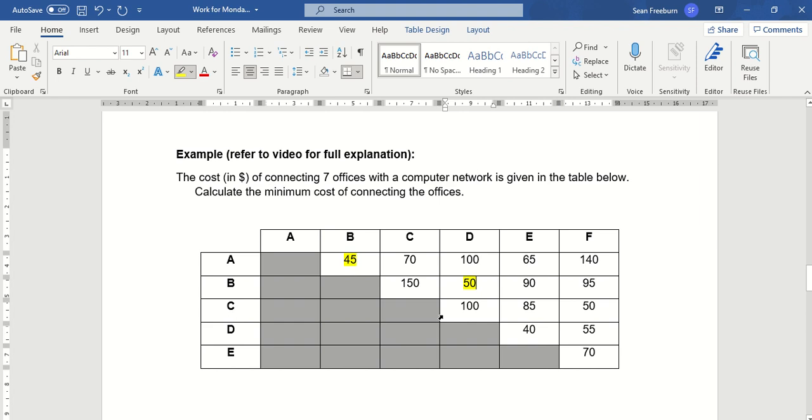Then I move to row C. So I look up and down column C and left to right along row C. What's the cheapest way to do it? Connect to vertex F. Then I move to the next row. I look left and right on row D, up and down column D. What's the cheapest way to do it? Connect to vertex E. Then I look at row E. I look left to right along row E, up and down column E. What's the cheapest way to do it?